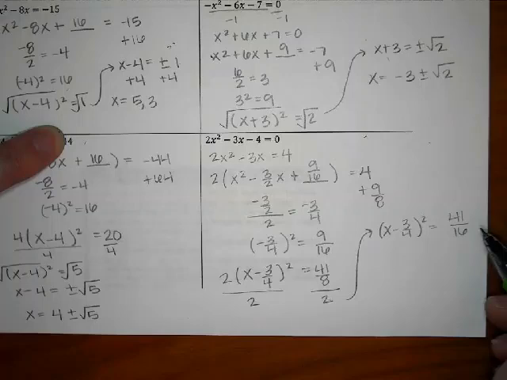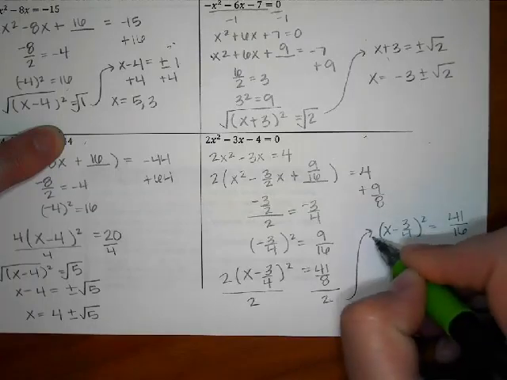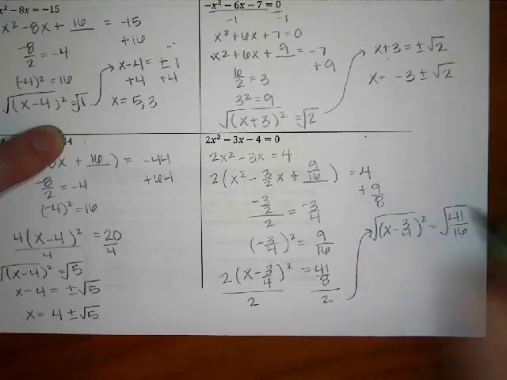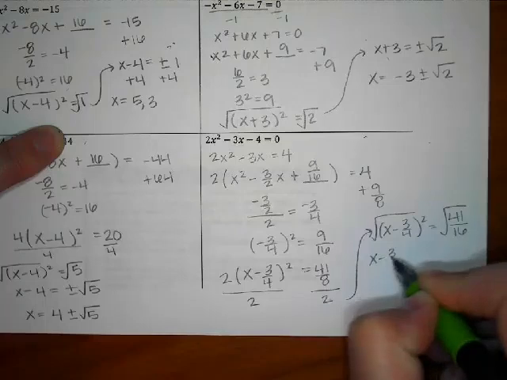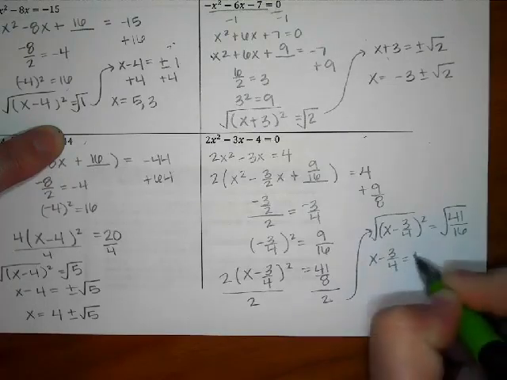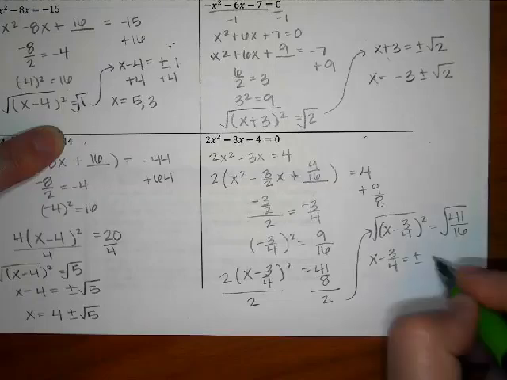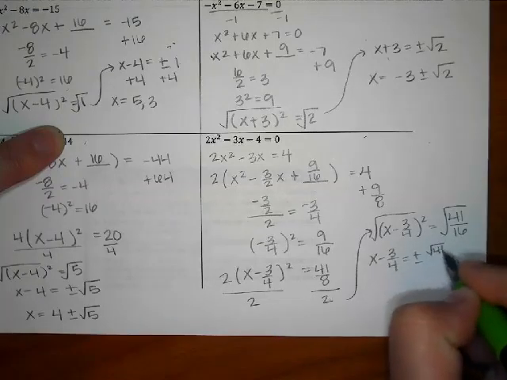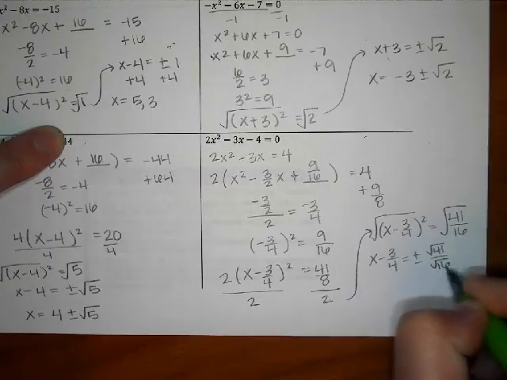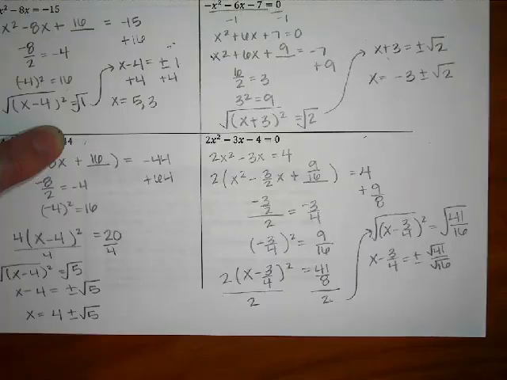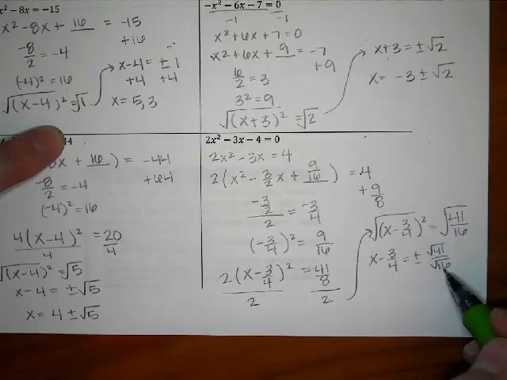All right, now I need to square root both sides. x minus 3/4 is plus or minus the square root of 41 over 16, which is square root 41 over square root 16. 41 is not a perfect square, so when you square root it, it's still going to stay 41, but 16 is a perfect square. When you square root that, you're just going to get 4.